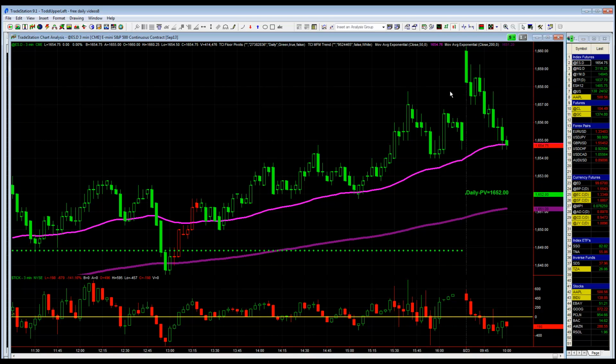I personally like to see gaps above or below the prior day's high or low. Wait for that first bar or two to form, and then look to get that penetration. Put that stop in the other extreme, and look to ride that.